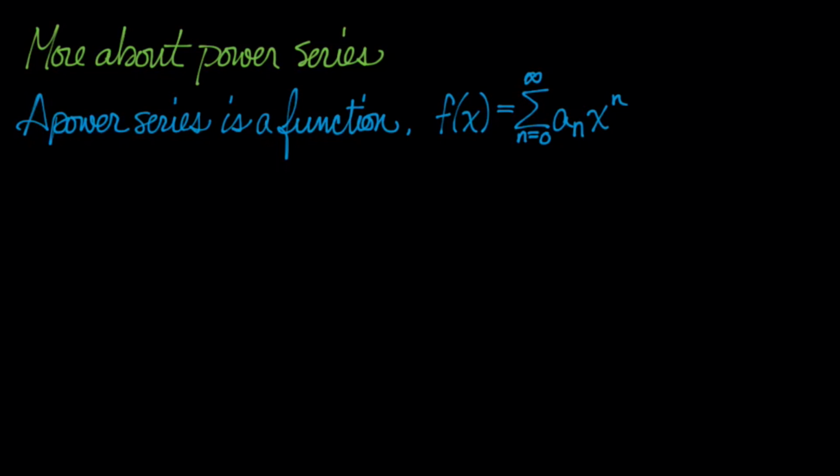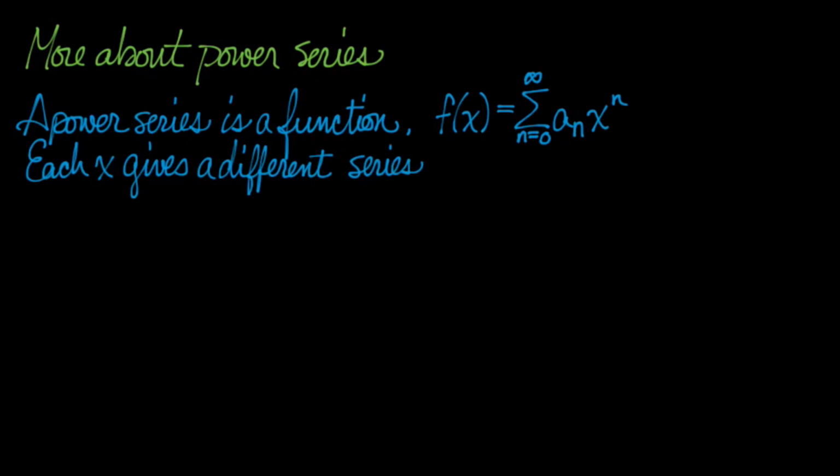So you can think of it as f of x, where x is a variable and can be whatever you want, and the a and the n mean something completely different. Each x, you get to plug in an x, just like with f of x equals x squared. You get to plug in whatever x you want. And every time you plug in an x, you're going to get a different series.